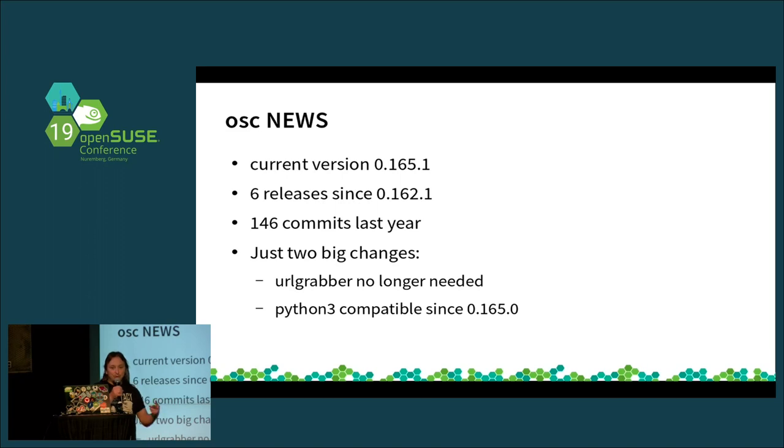And there were 2 big changes. One is that the URL grabber is no longer needed, so we are not dependent on it anymore. And the reason why we are not dependent on it anymore is that we are Python 3 compatible since the latest version. Yay! It took a long time, but at least we made it.